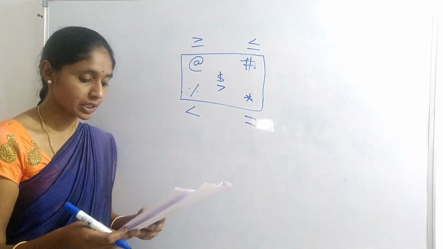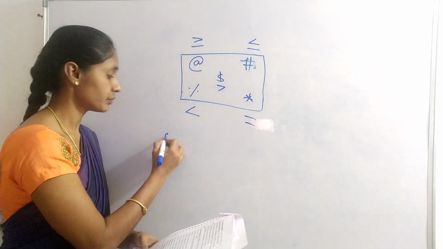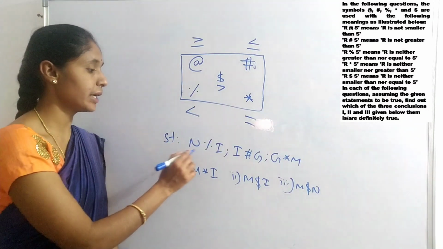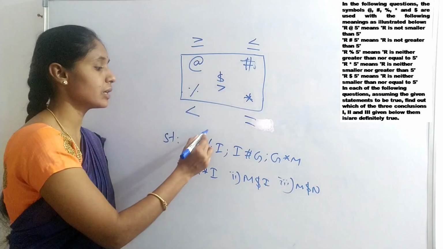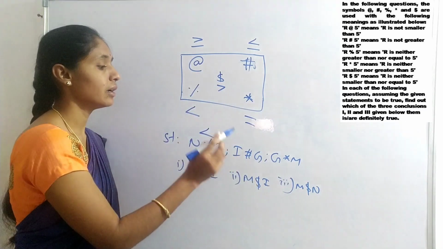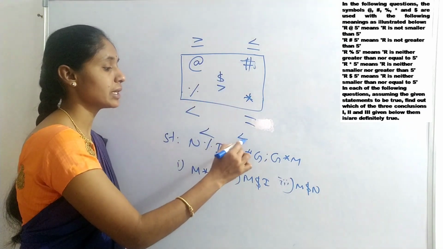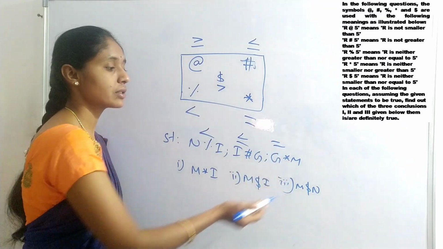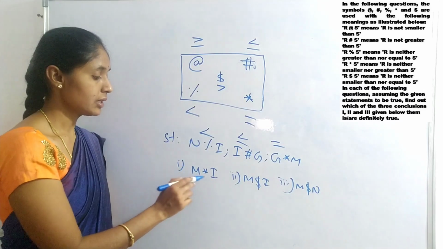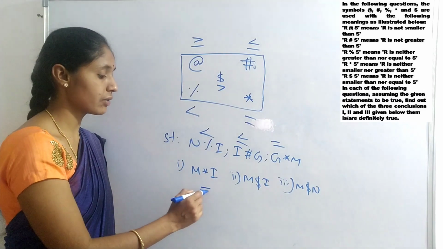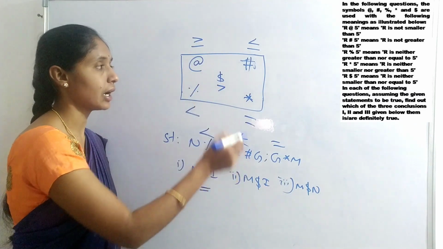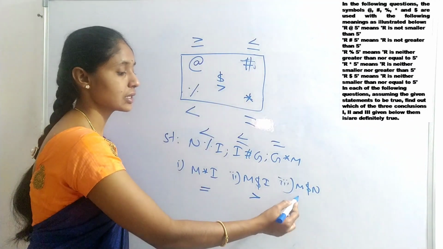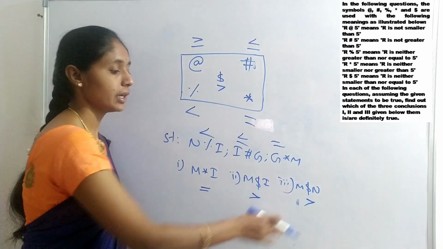Let me start the question. Statement. This is statement and conclusion. N percentile I. Percentile means less than. I hash G. Hash means less than or equals to. G star M. Star means equals to, so G equals to M. And M star A. Star equals to. M dollar I. Dollar is nothing but greater than. And here also M greater than N.